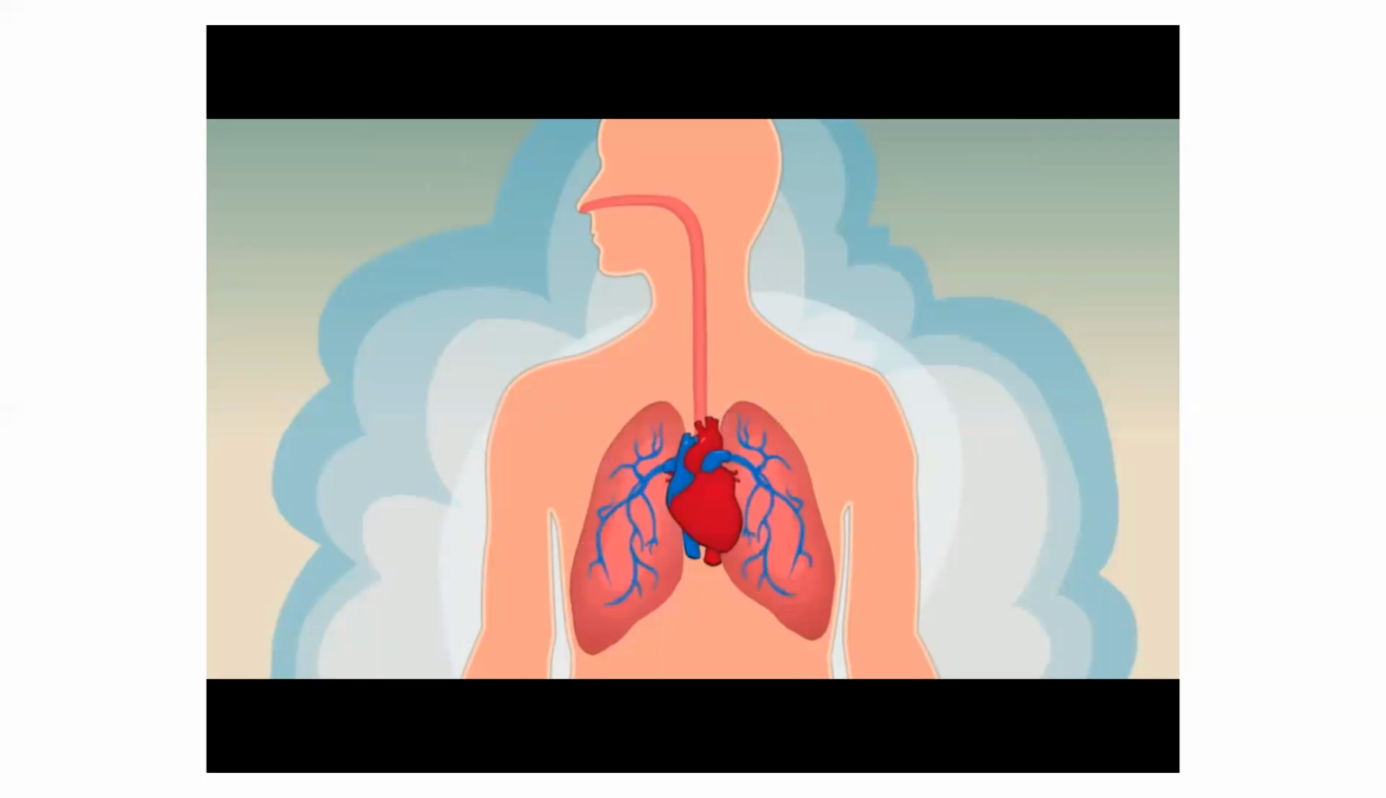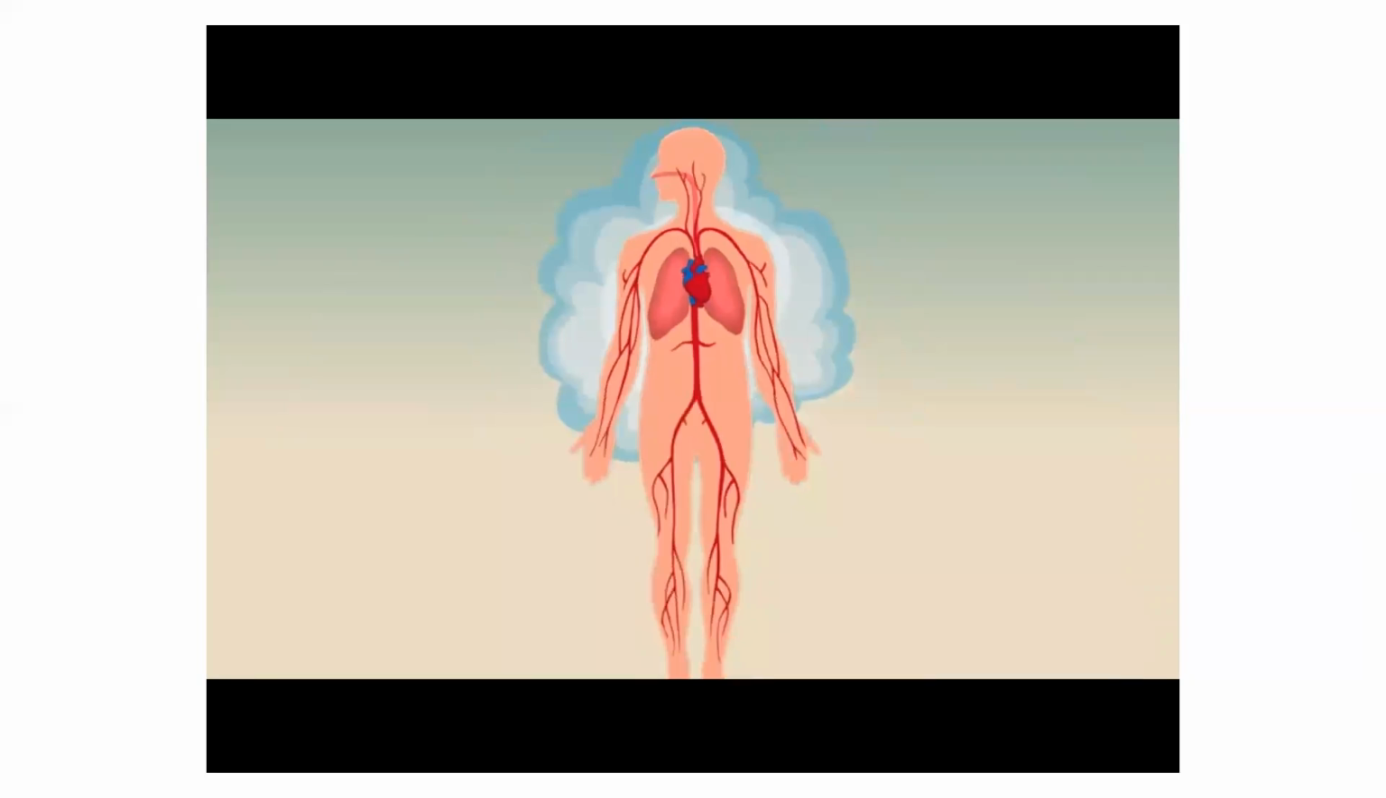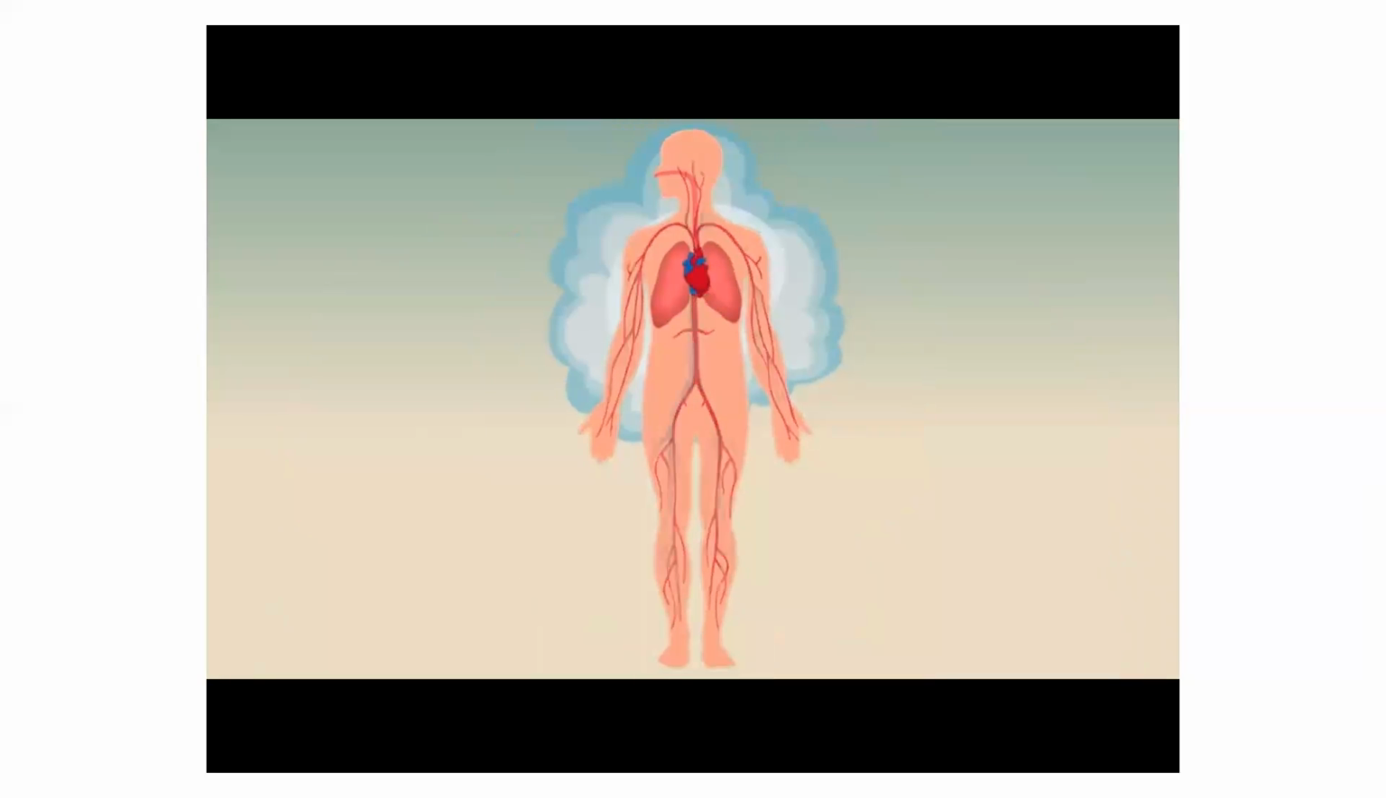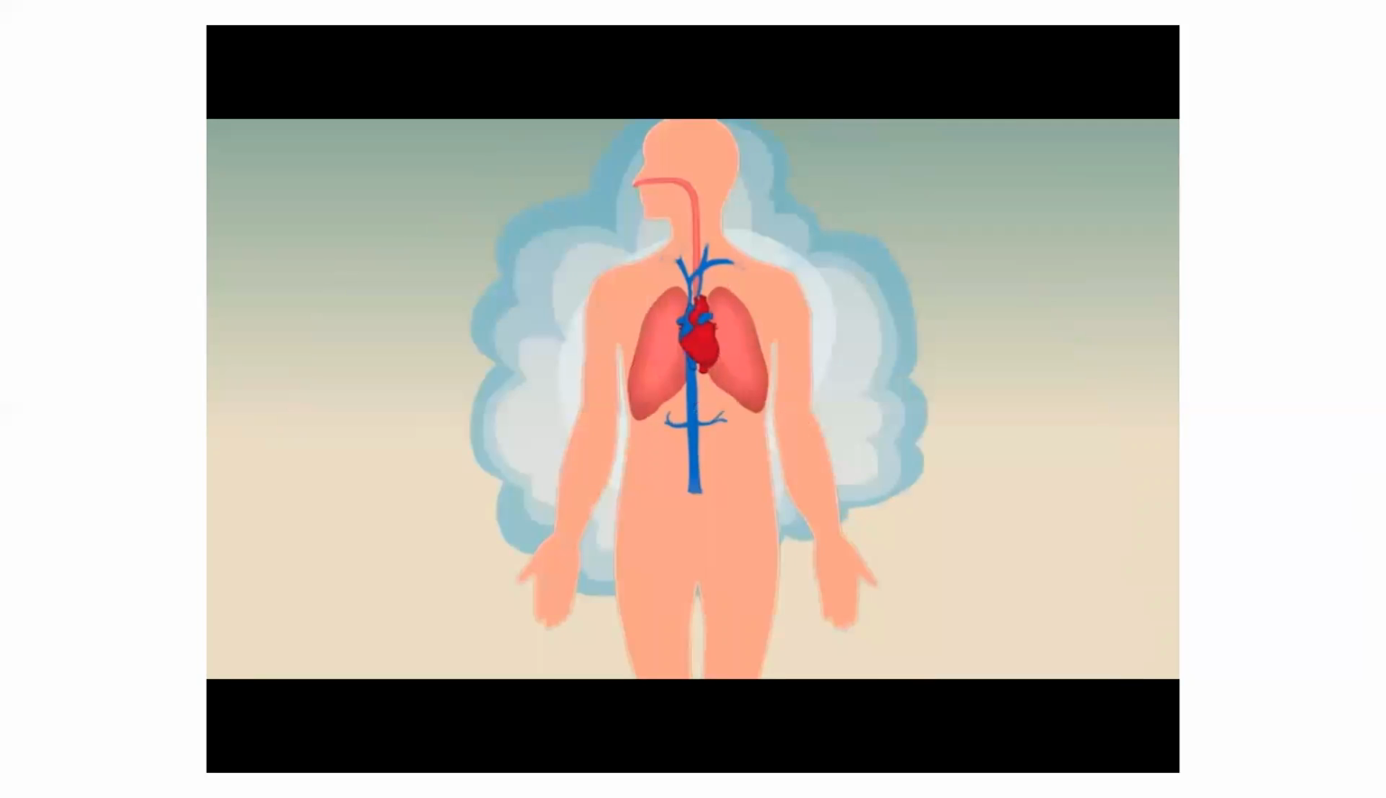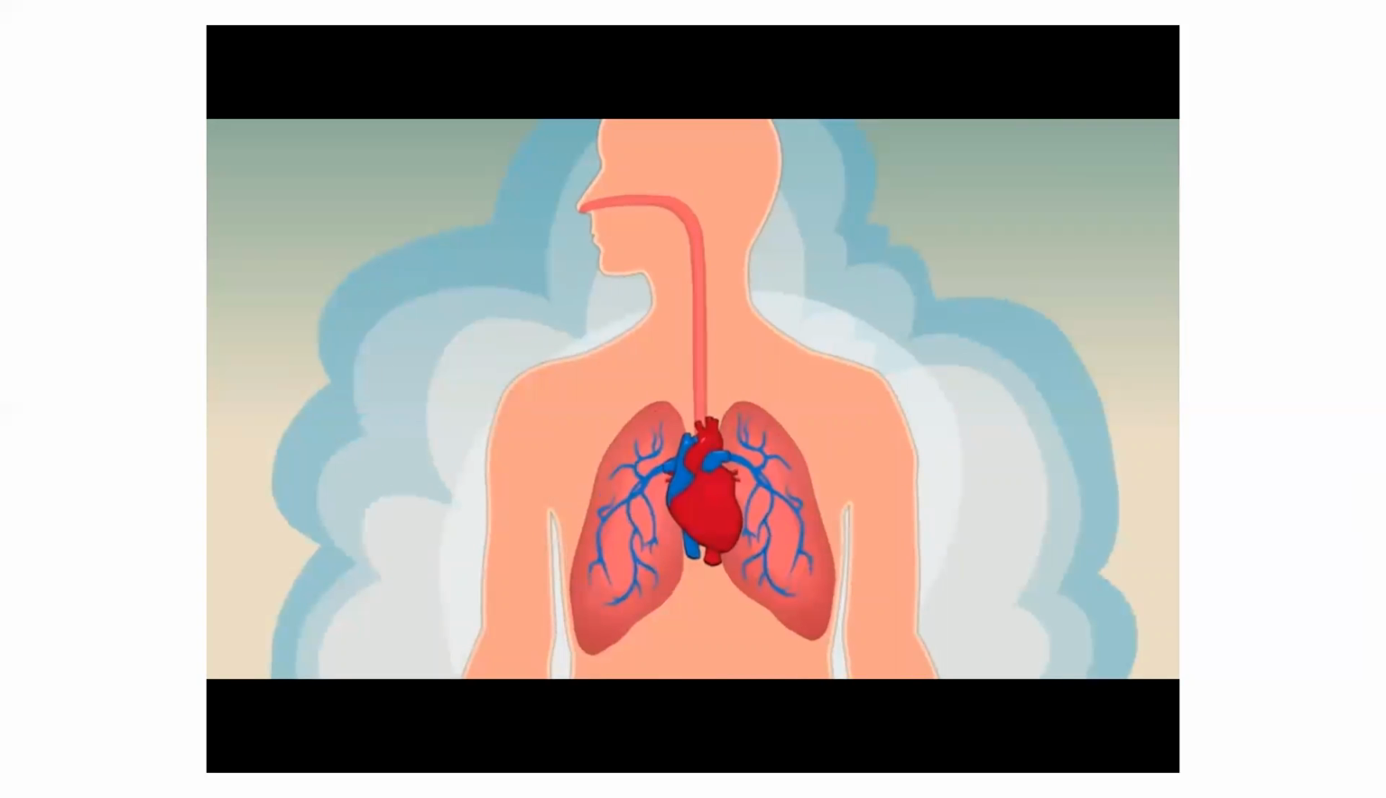The heart pumps blood to the lungs to pick up oxygen, then pumps the oxygenated blood out to the rest of the body. After the blood has delivered all the oxygen, it picks up carbon dioxide, a waste product. Then the blood goes back to the lungs to drop off the carbon dioxide and pick up more oxygen. And the whole process begins again.